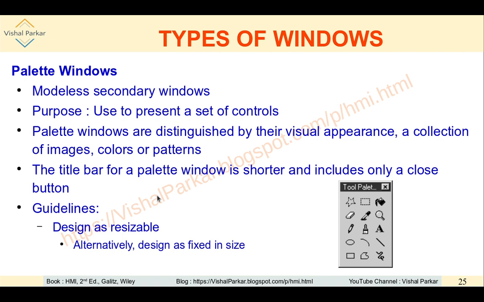Next is palette windows. These are modeless secondary windows used to present a set of controls, as can be seen here in image editing applications like GIMP or Photoshop. That palette will be present. They are distinguished by their visual appearance. A collection of images or colors or palettes or patterns will be there on those particular palettes. So here they are seen, different tools available.